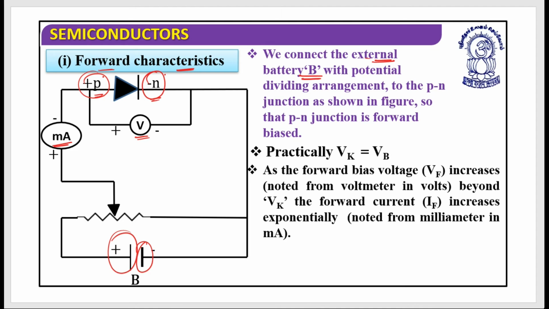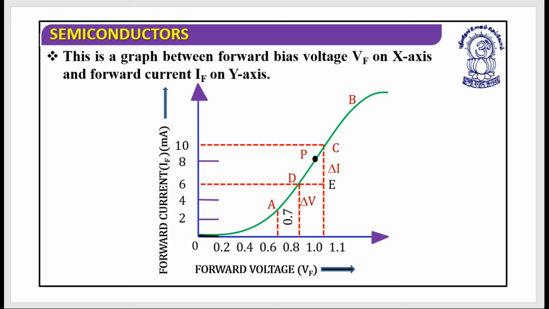So we connect the external battery B with a potential dividing arrangement to the PN junction as shown in the figure, and this PN junction diode is forward biased. Practically Vk, the potential across the cathode, is equal to Vp. As the forward bias voltage Vf increases beyond Vk, the forward current will start increasing exponentially, in milliamperes. This is the graph between the forward bias voltage Vf on the x-axis and the forward current If on the y-axis.